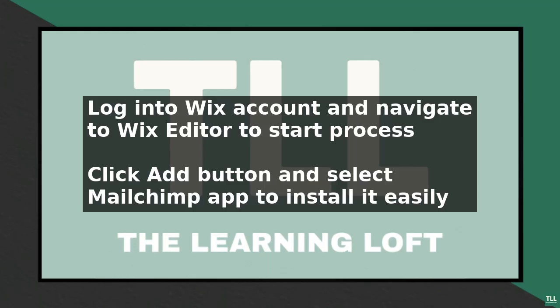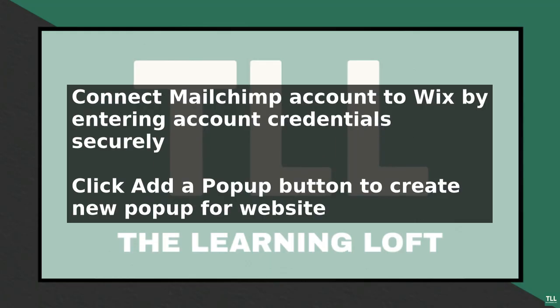Once installed, click on the Connect to Mailchimp button and enter your Mailchimp account credentials to link your Mailchimp account to Wix. After connecting your account, click on the Add a Pop-up button to create a new pop-up. Select the type of pop-up you want to create, such as a newsletter sign-up or promotional offer, and customize the pop-up design and content to match your brand.